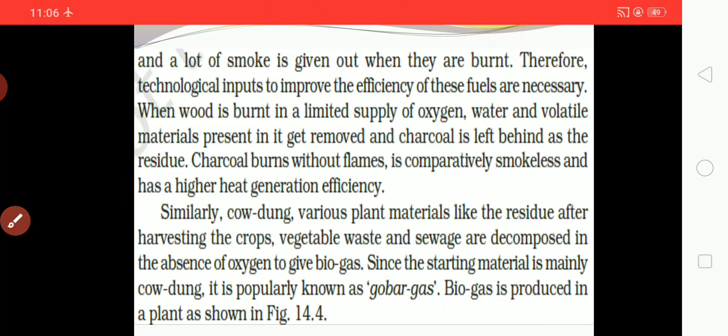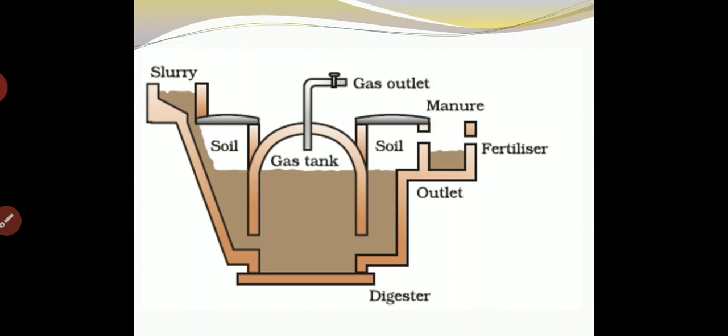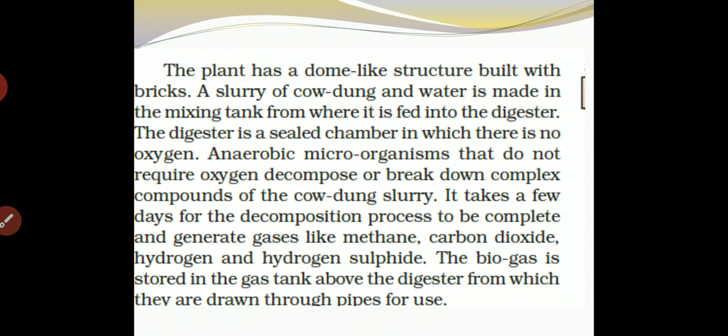Now biogas is produced in a plant as shown in 14.4. As you can see, slurry and soil are there, manure and fertilizer are there, and the digester is there. At the top you can see the gas outlet, which will give biogas. This way biogas will be formed in the plant, which has a dome-like structure built with bricks.